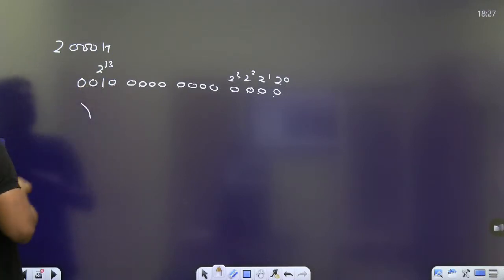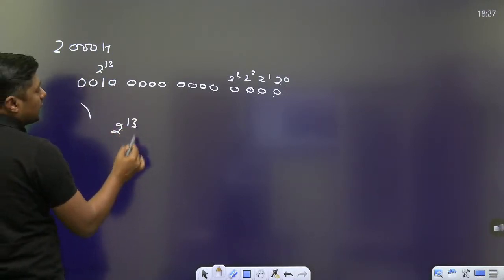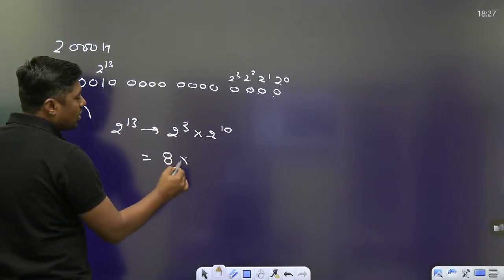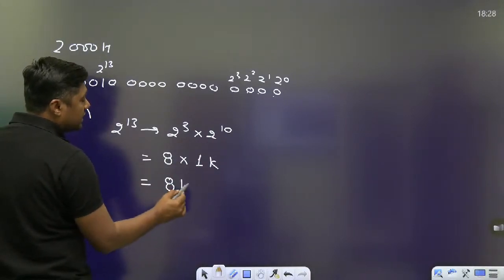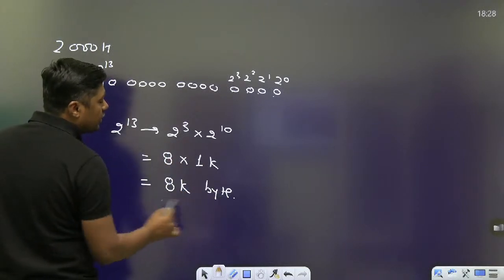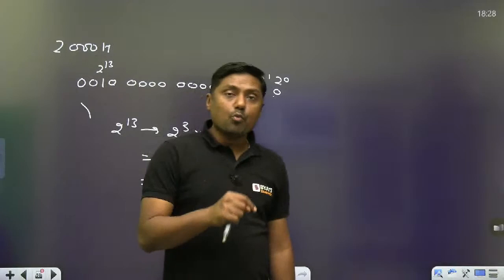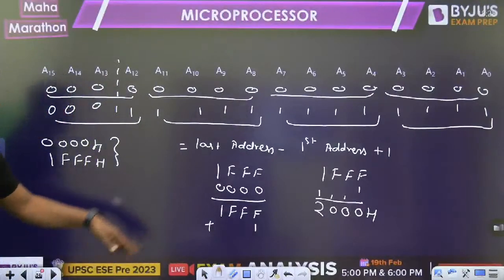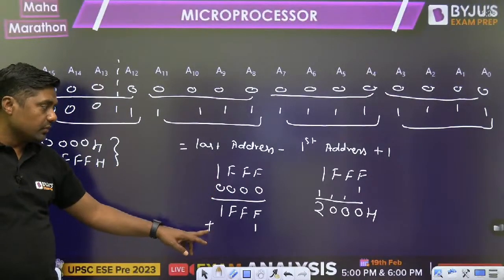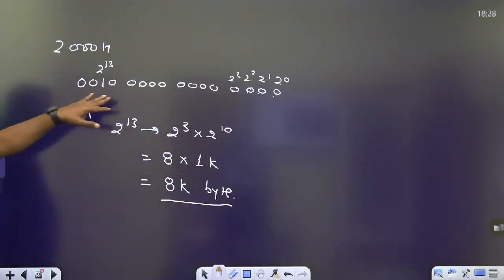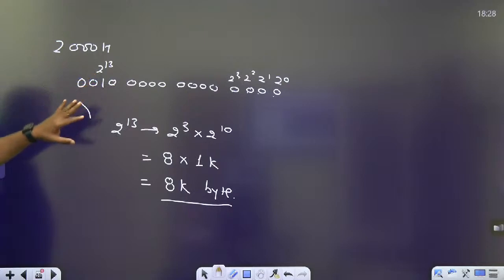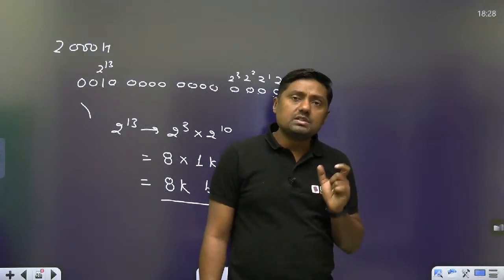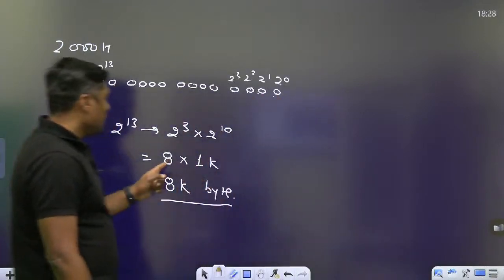So what is the value of this? 2 to the power 13 can be written as 2 to the power 3 into 2 to the power 10, that is 8 times 1K. So what is the total capacity? 8 kilobytes. If the first and last address are given, you find the last address minus the first address plus 1, then convert it, and you get 2 to the power 13, meaning it can deal with 2 to the power 13 addresses. Each register has 8 bits, that is a byte, so 8 kilobytes.